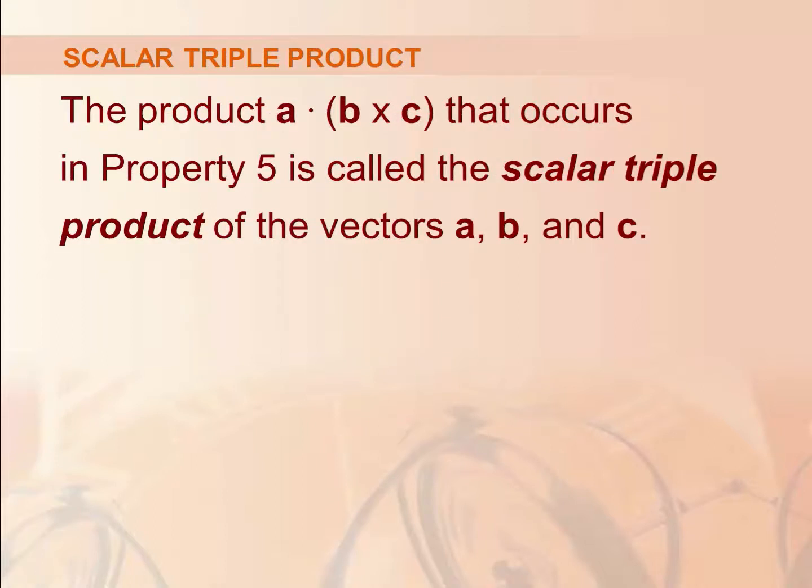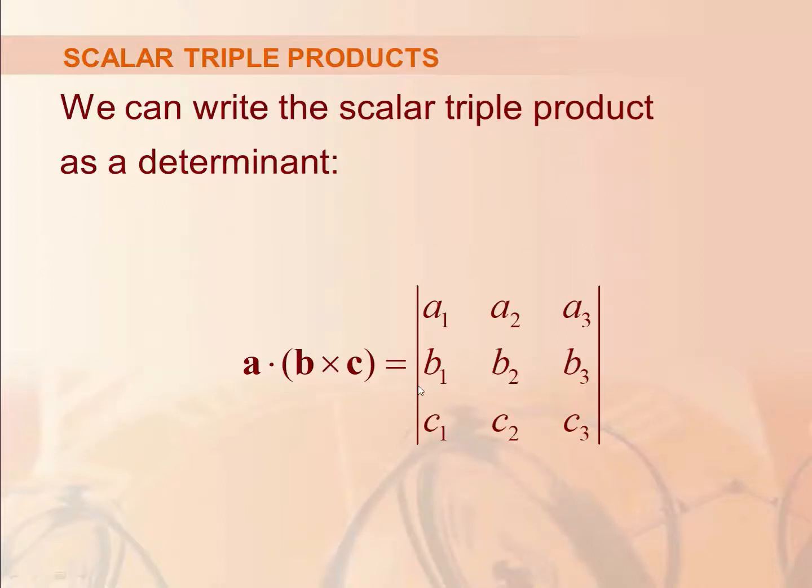Okay, the property A dot B cross C that occurs in property 5, or what we saw before, is called the scalar triple product of the vectors A, B and C. How to get A dot B cross C? We put them this way. For example, A dot B cross C: we put A1 A2 A3, and we said that instead of I, J, K I put A1 A2 A3, which is the vector of this, and the B cross C I do in that way.